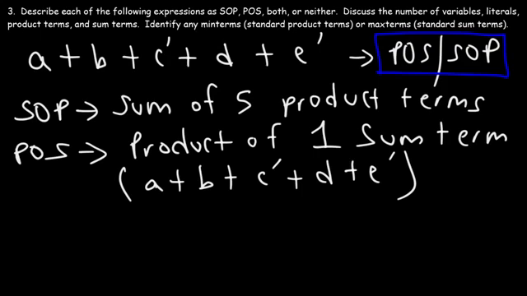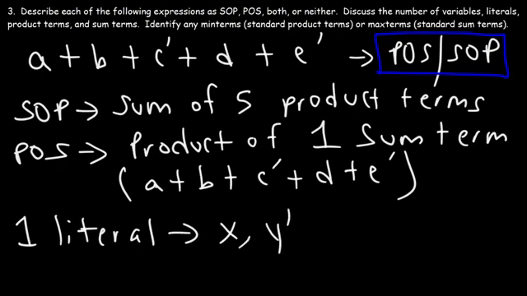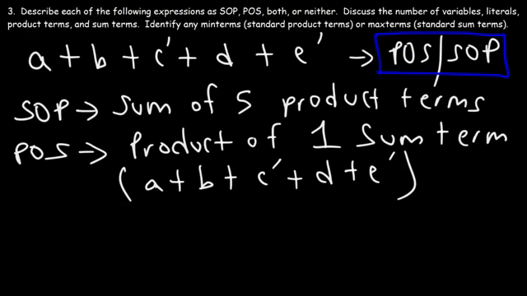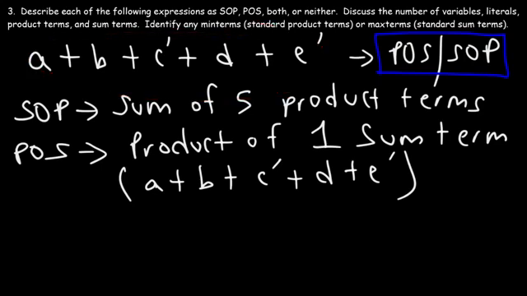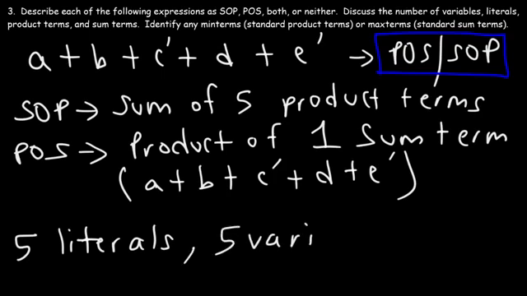Now, it's important to understand that if you have just 1 literal, let's say it's either x or y prime, 1 literal can be considered a product term or a sum term. So just keep that in mind. For this particular example, we have a total of 5 literals: a, b, c prime, d, and e prime. We also have 5 variables: a, b, c, d, and e. And so that's it for that expression.